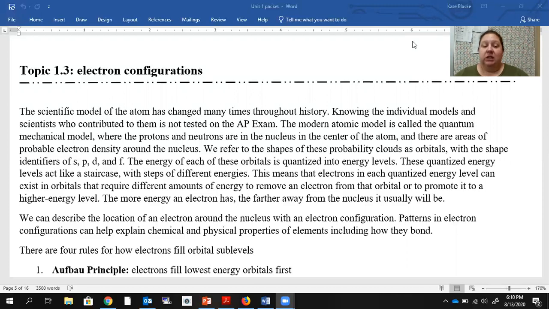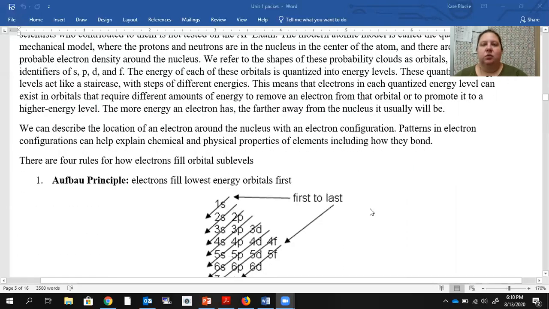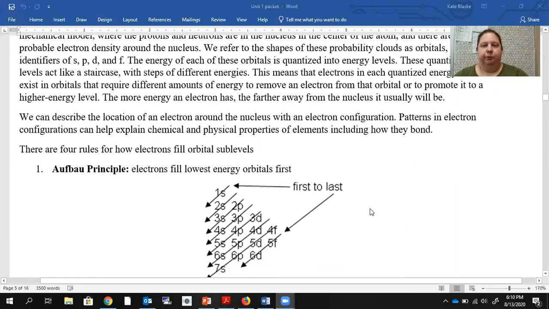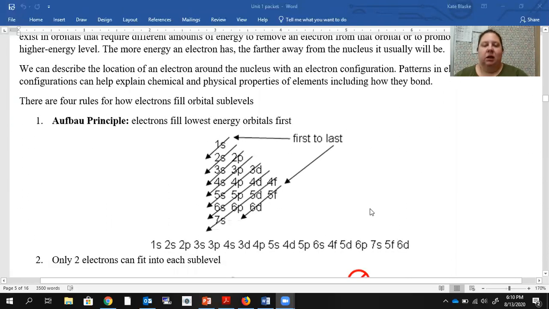What we are going to need to be able to do is describe the location of the electrons in a couple different ways. So the first way we're going to talk about is with electron configurations. This is the exact same pattern as we learned in Gen Chem. A couple of rules are followed. First is the Aufbau principle.